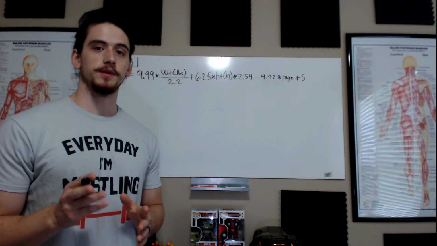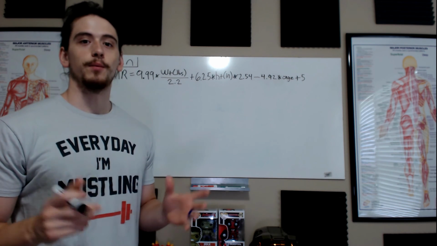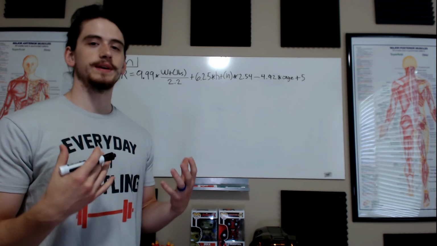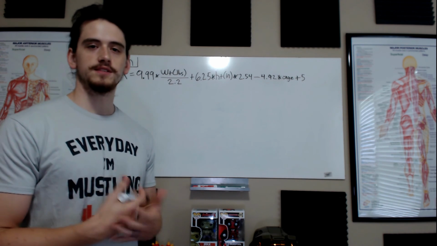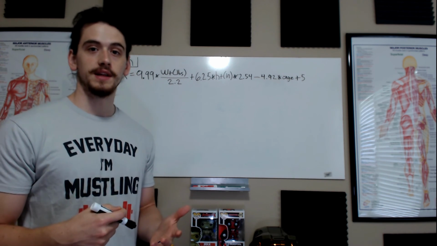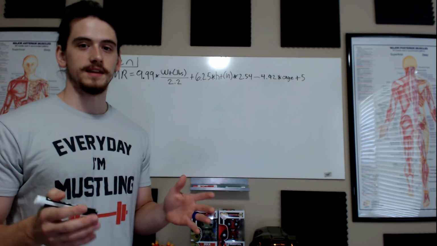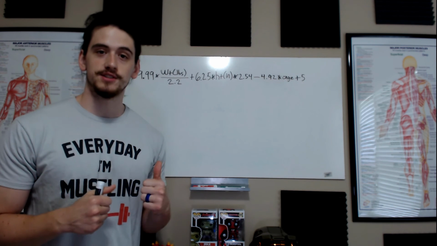Here we have the formula for resting metabolic rate, and what that is, is just the calories that you require just to exist. This doesn't take into account your activity level, and so just to lay there and breathe and be alive, this is how many calories you need.